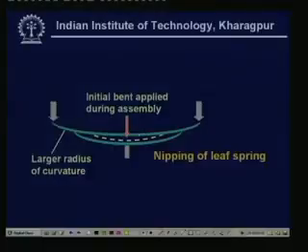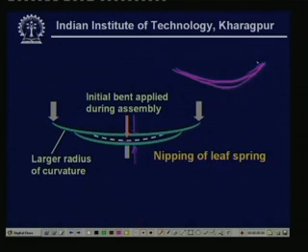Just by putting the central bolt. If you tighten the central bolt, then gradually the master leaf will bend inward, and just have a look at the board. The master leaf will bend inward if you are gradually tightening in this way, and this will come closer to this one. So, the master leaf had a curvature of this nature, and you are making it more bent.